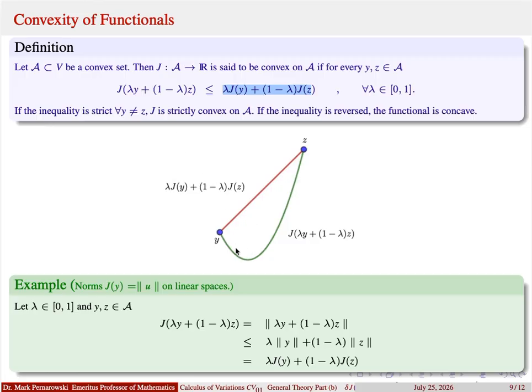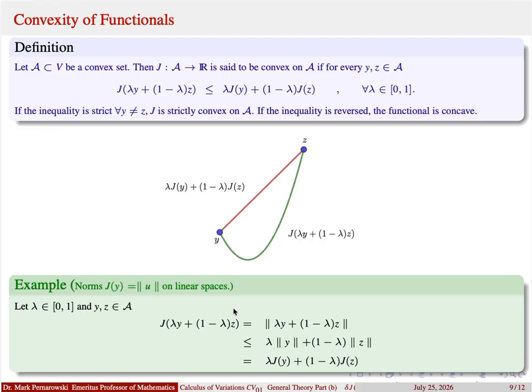So the picture you have in mind is the following. This green curve is the functional evaluated on the straight line segment. It could change, it could wiggle, it could do all sorts of things. But here I've drawn a case where it's actually convex, like this. What makes it convex is that when I draw a line segment from any y to any z in the set, this curve is always below that line. That's what this is saying.